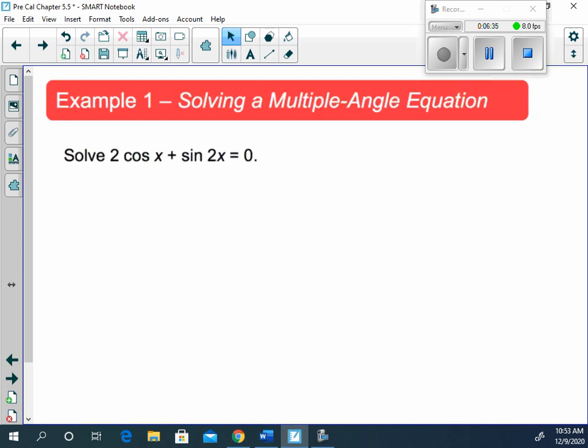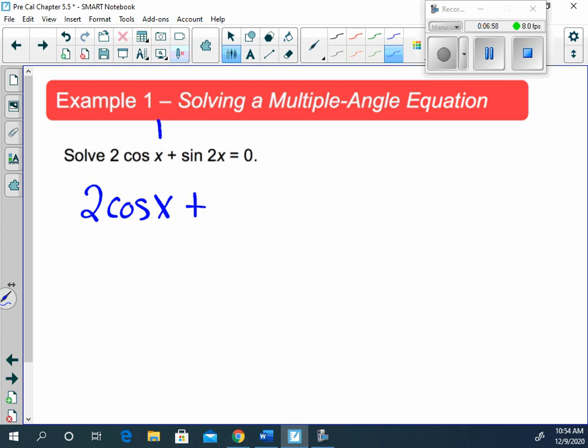Solving a multiple angle formula equation. So we have 2 cosine of x plus sine of 2x equals 0. Well, doing sine of 2x is a little challenging because I prefer not to use 2x inside of there where I have x also. Because this here is x, this here is 2x. If I can avoid having that, I'm going to try to.